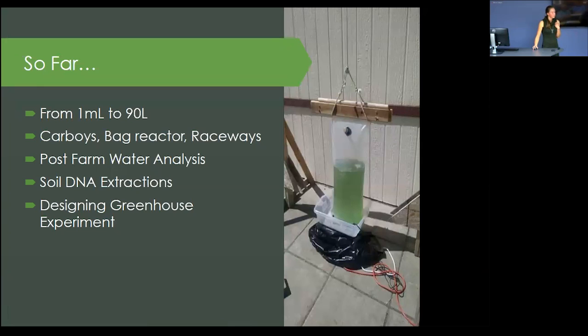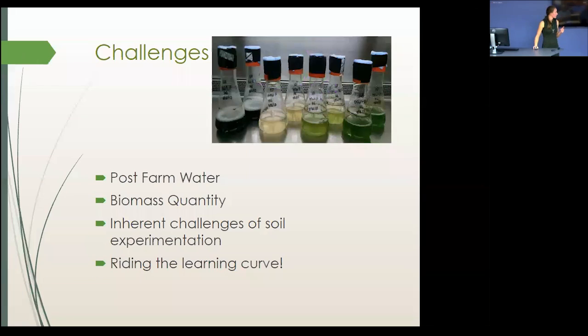And our friends in the LRES department are looking at developing more raceways so that we can grow even more biomass. I've also been doing some water analysis out at the Post Farm, because we're hoping to grow our cyanobacteria on site so that we mitigate the transportation of it to apply it as a biofertilizer. I'm also doing some initial soil DNA extractions to make sure that that's all going to work out, and working on designing a greenhouse experiment to do some initial tests on the biofertilizer effects as well.